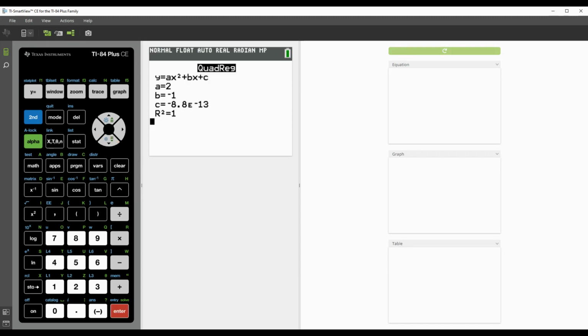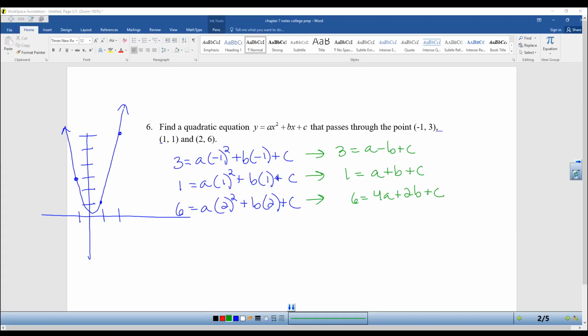And look at that. This is a beautiful thing. It gave you A, it gave you B, and it gave you C. Now, C looks a little funny. This is actually negative 8.8 times 10 to the negative 13. So it means it's really close to 0, but not exactly 0. But for our purposes, we're going to record that as 0.